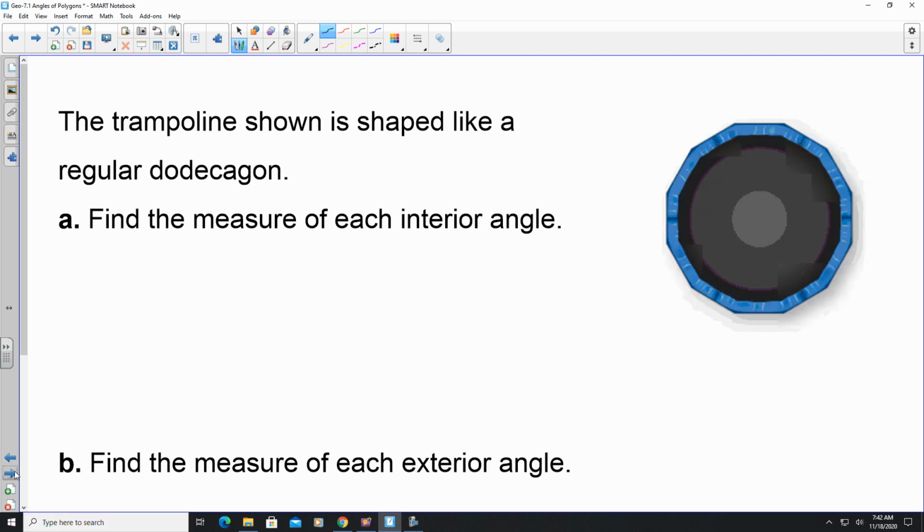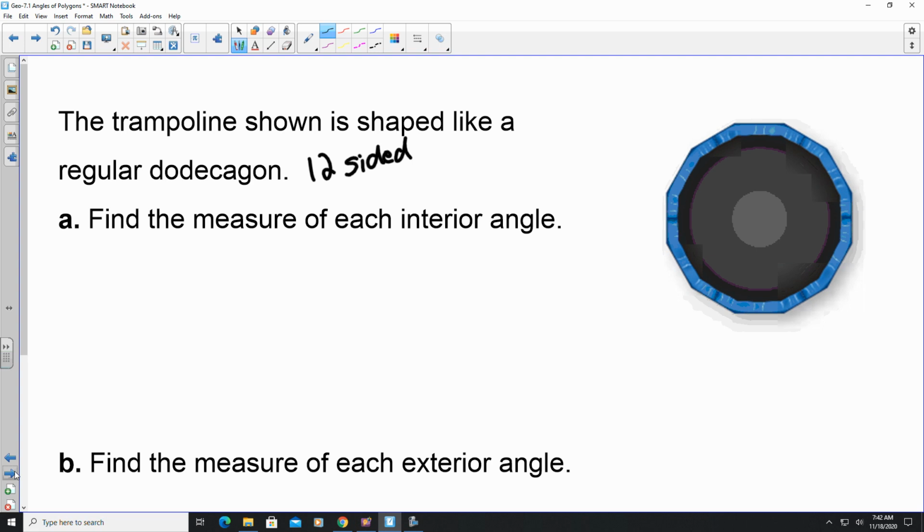All right, so here it says the trampoline shown is shaped like a regular dodecagon. If you don't know, that is a 12-sided figure. It's regular, which means that it possesses the two characteristics that a regular polygon has. All of the sides are equal and all of the interior angles are equal.